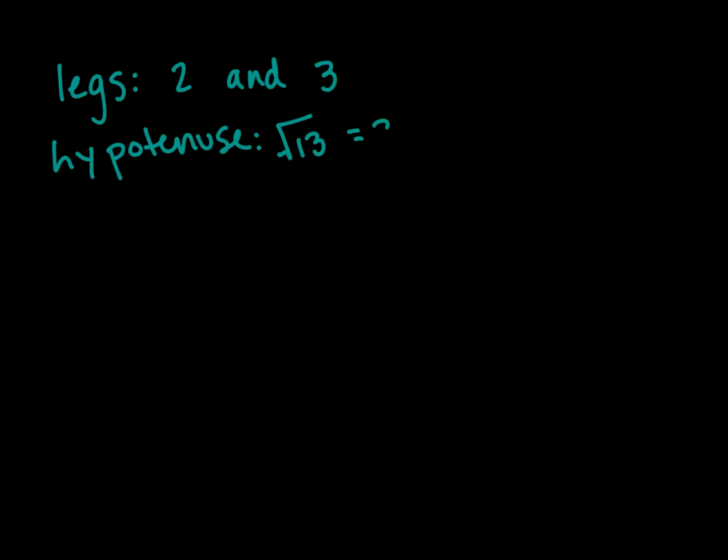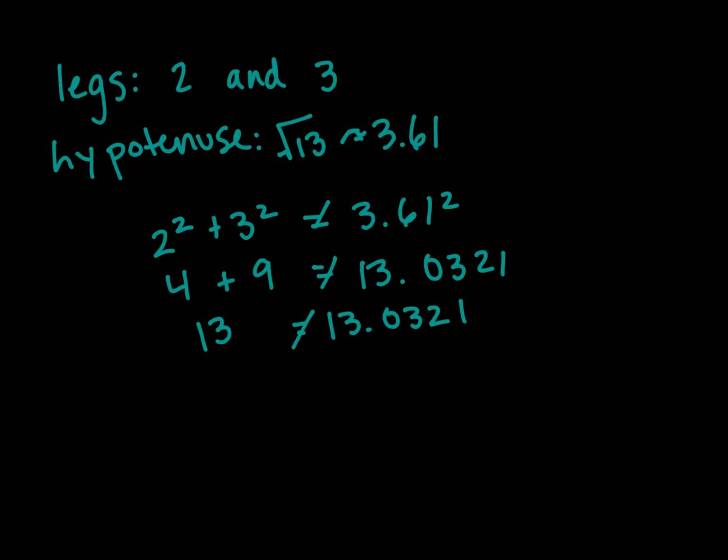2 squared is 4, 3 squared is 9, which is where we get that 13 from. But when you do 3.61 squared, you get 13.0321. And that is not the same as 13. It's close, but it is not equal. He should have said this is approximately 3.61, but they are not the same. What happens is he gets round off error.